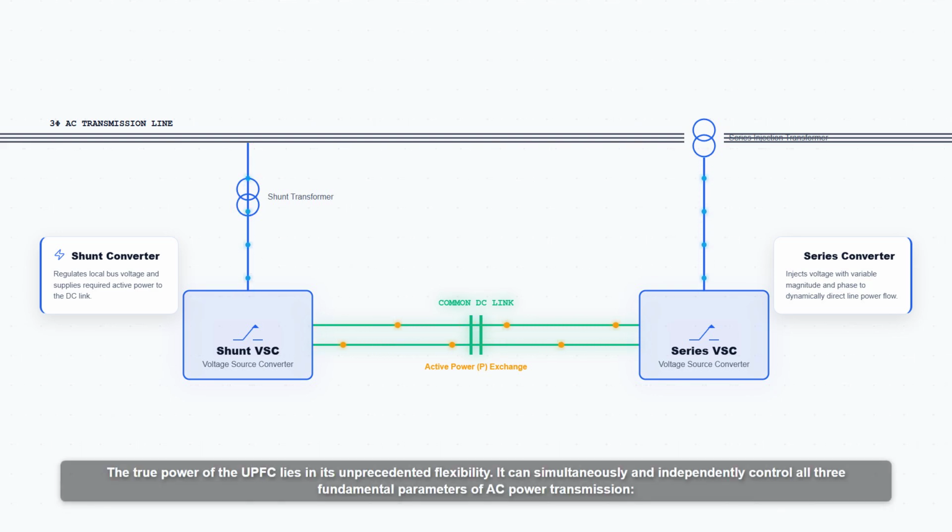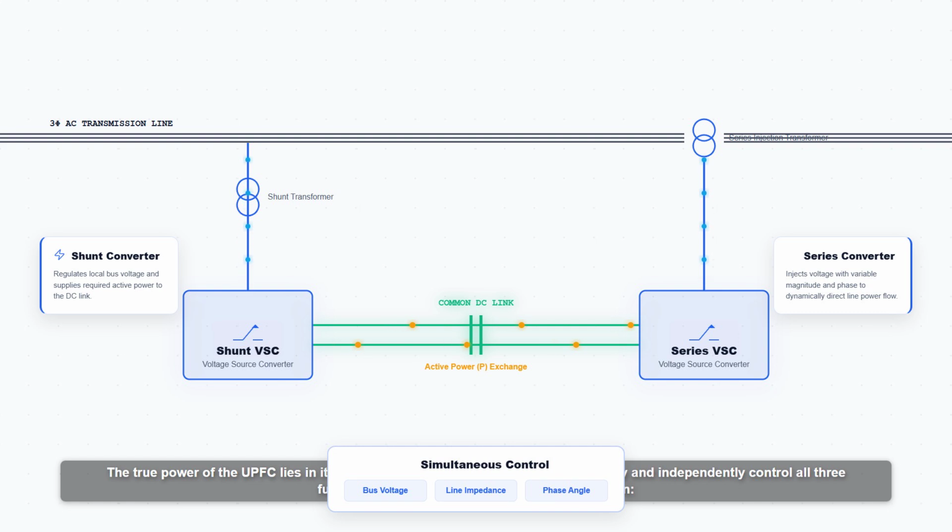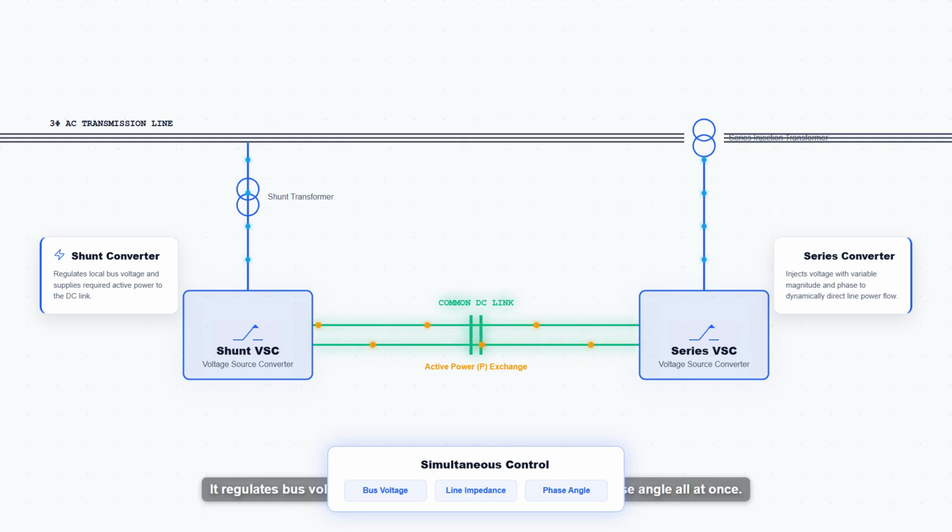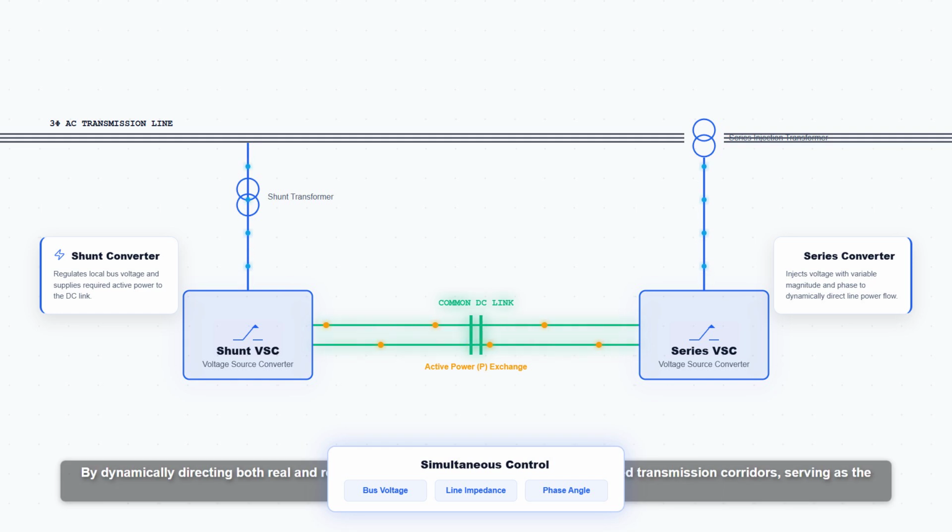The true power of the UPFC lies in its unprecedented flexibility. It can simultaneously and independently control all three fundamental parameters of AC power transmission. It regulates bus voltage, adjusts line impedance, and shifts the phase angle all at once. By dynamically directing both real and reactive power flow, the UPFC unblocks congested transmission corridors, serving as the ultimate tool for dynamic grid stability.